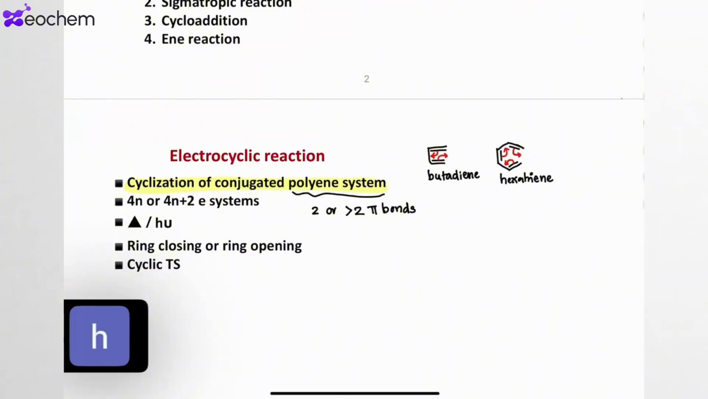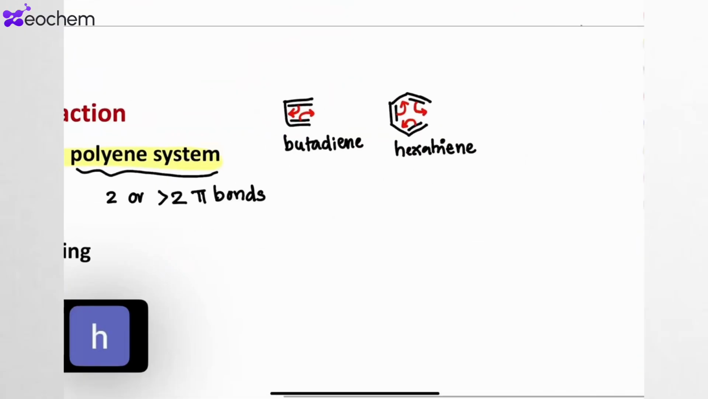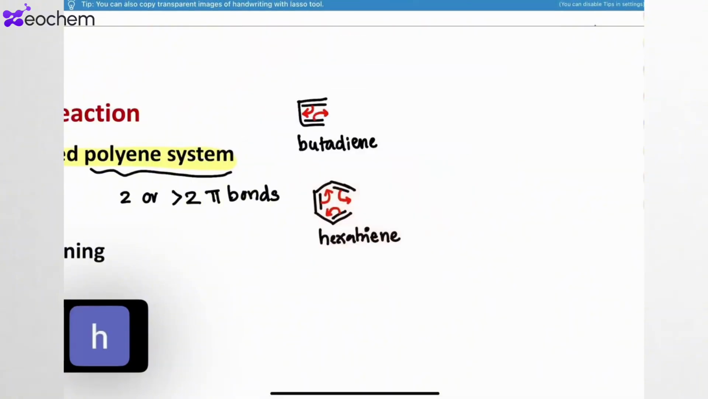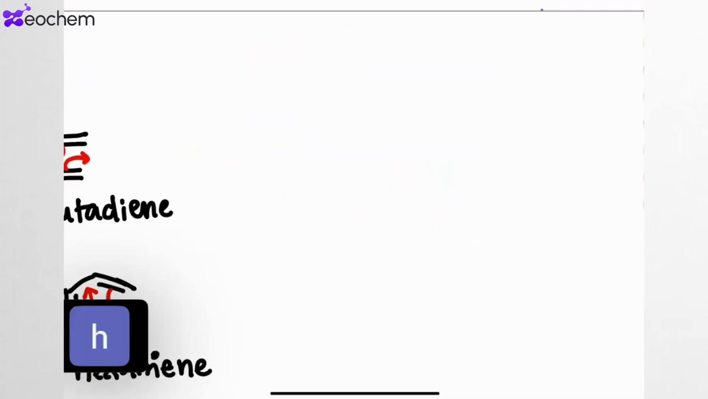And for any system which is participating in electrocyclic reaction, we will categorize it as either a 4n system or a 4n+2 system. How will we categorize this? That we will see next. So we want to characterize any molecule as either 4n or 4n+2.